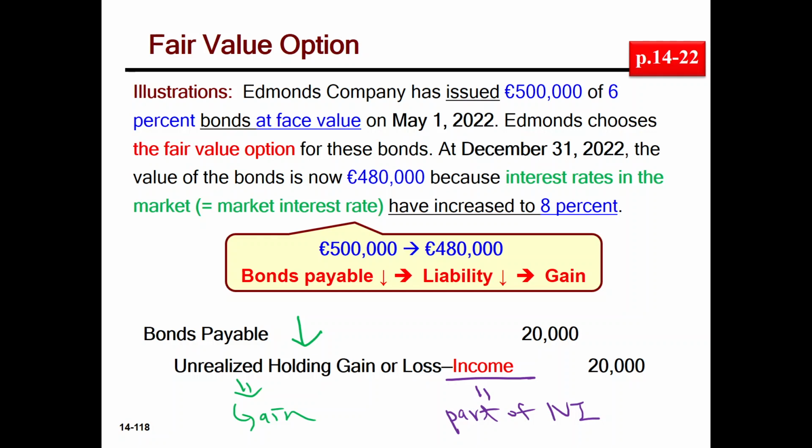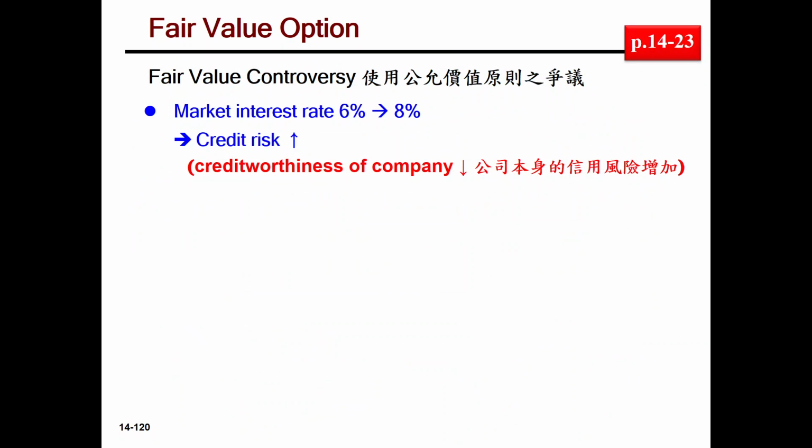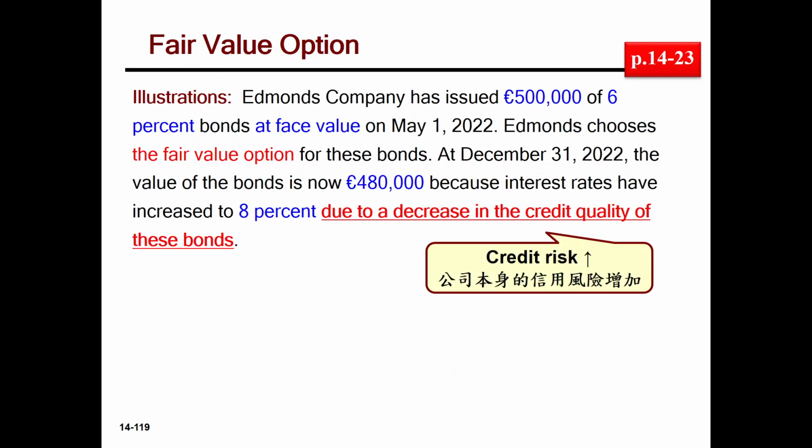How about the second case? It's your fault. It's because your company has a bad financial situation. You have a higher credit risk. Then we want to put it into another place. Then which account do we use? Same account, but dash. So look at the next slide, page 119.